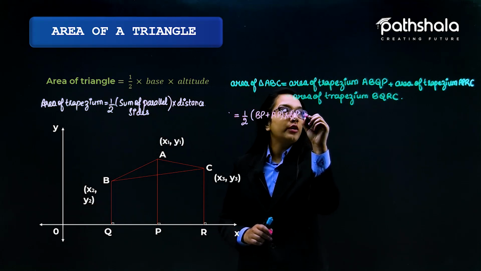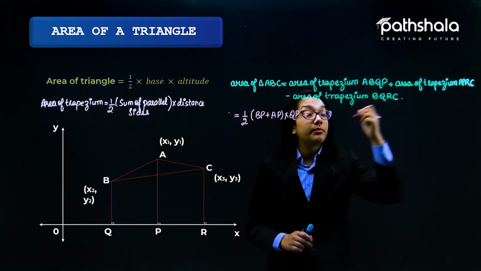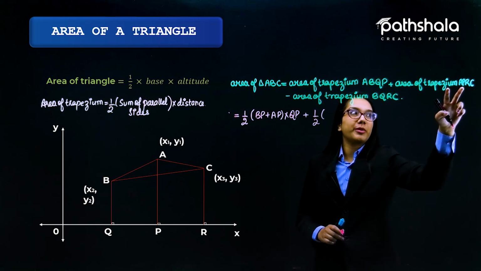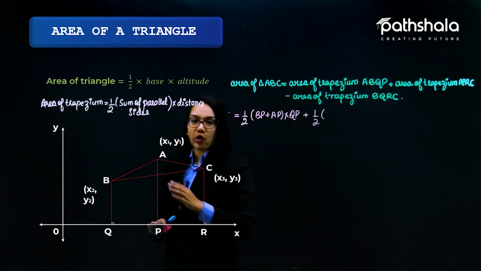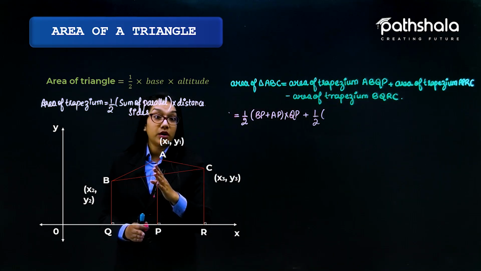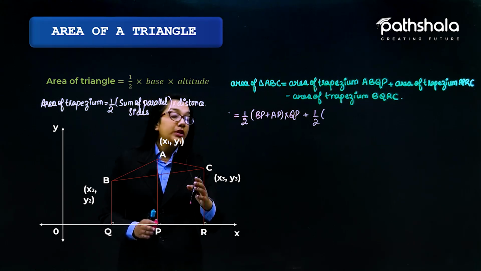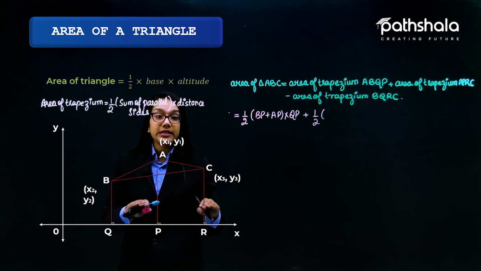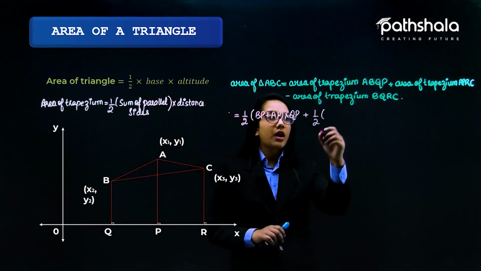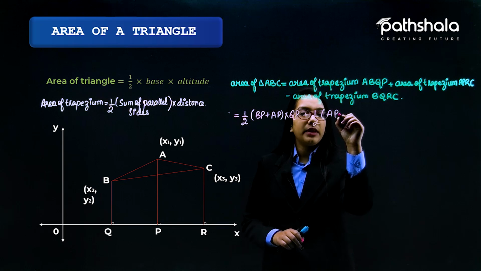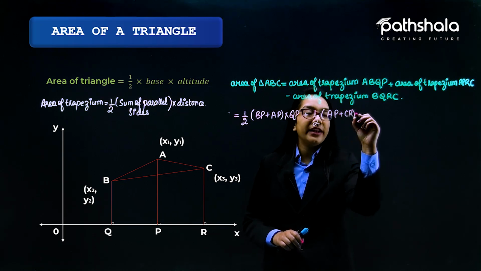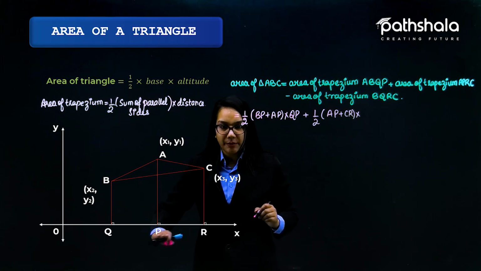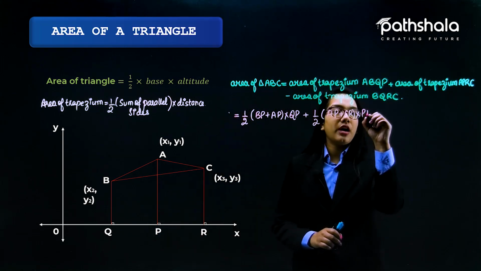Let's move on further. Plus half of the trapezium APRC. First of all, the parallel sides are AP and CR. So this is half into AP plus CR into the distance between them. The distance between both of these is nothing but PR. So this is PR.